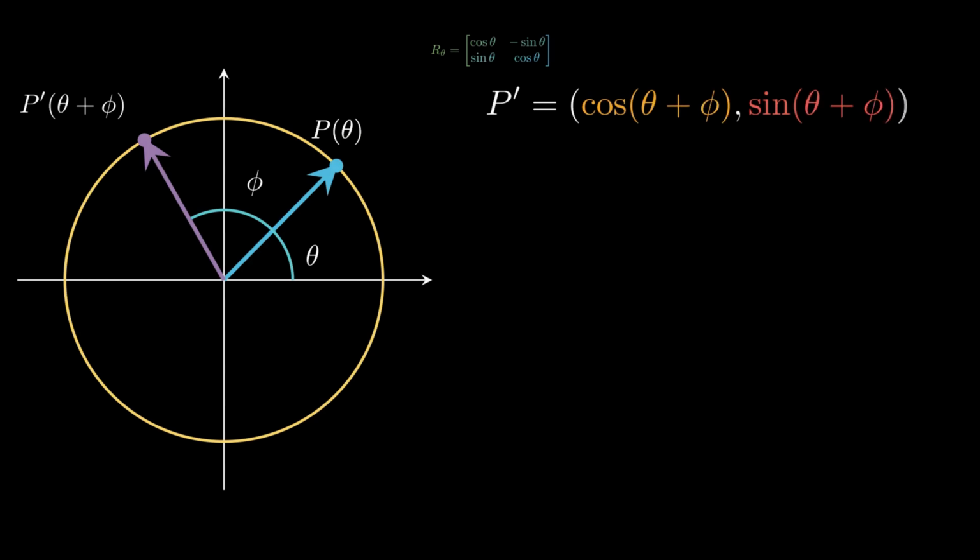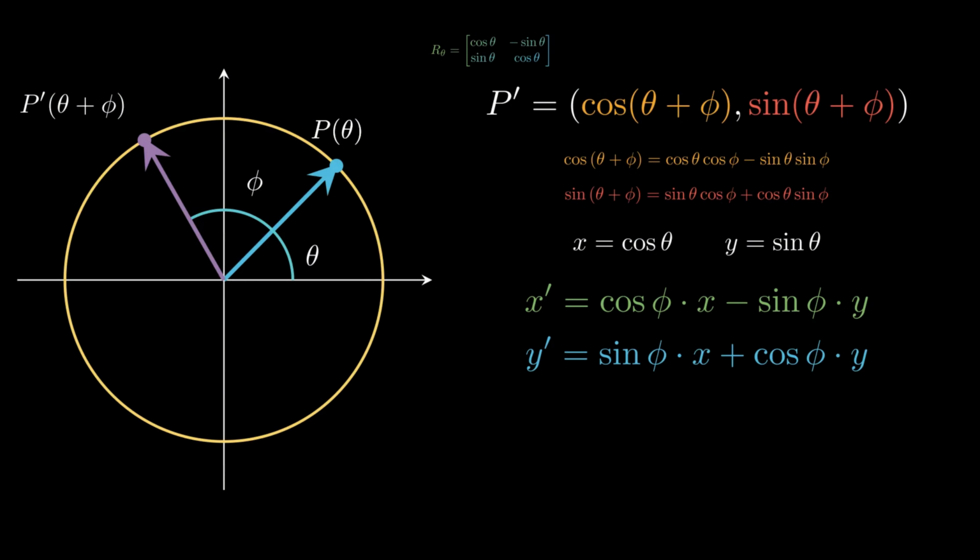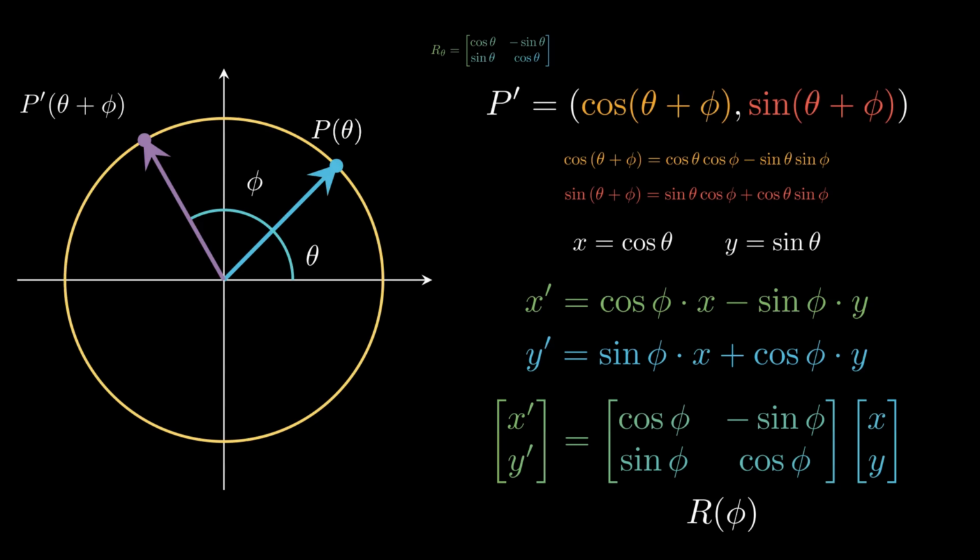Here is where the angle addition formulae come in. These are classic identities. You can derive them from Euler's formula or geometrically, but we'll take them as given. Now make the substitution regarding x and y with their respective trigonometric functions. Whenever you have a system of two equations and two linear outputs, you can package it into a matrix.